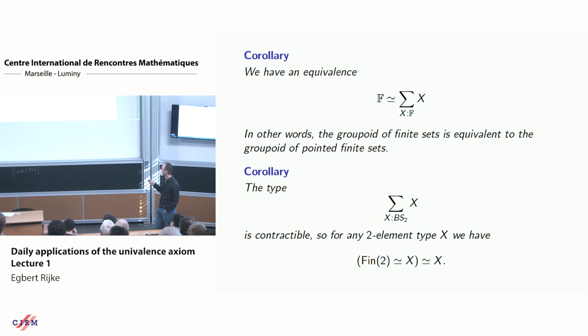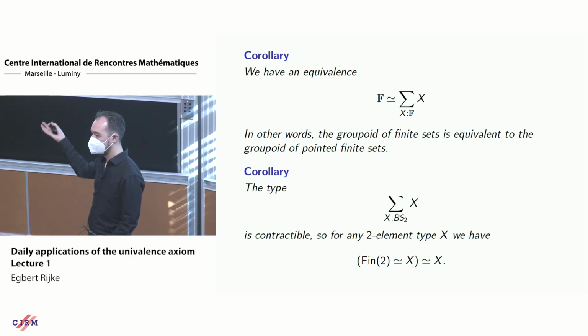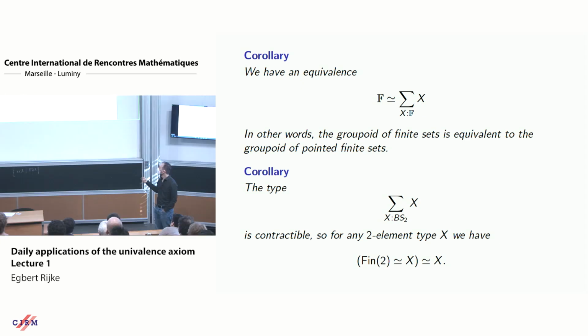So this is nice again, because here we are in the situation of the fundamental theorem. The fundamental theorem says, if I have some type family and it has a contractible total space, then it's the identity type. So what we learn here is that an identification in BS2 from Fin 2 to X is the same thing as giving an element in X.